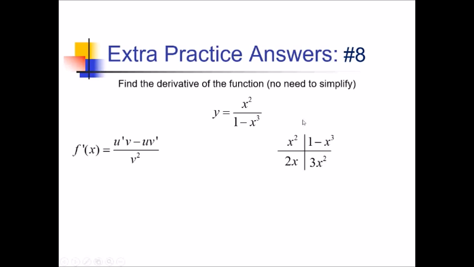Using the ribbon to put it all together now, we've got 2x times 1 minus x cubed, that's u prime v, minus x squared times 3x squared. And let's see, I don't know why that's negative. Actually, yeah, that should be negative in my box there. There we go. That makes a little more sense now. And let's see here. We've got v squared in the denominator, so that's going to be 1 minus x cubed squared. And we didn't need to simplify, so that's algebraically equivalent to whatever the answer should be.